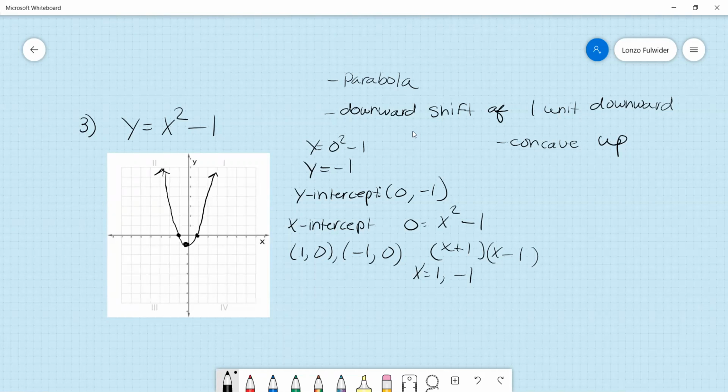There's no reflection. Wait, there is. I would say there's a reflection on the y-axis, because if you fold the paper in half, you get the same image. So that was 3. Let's do 4.